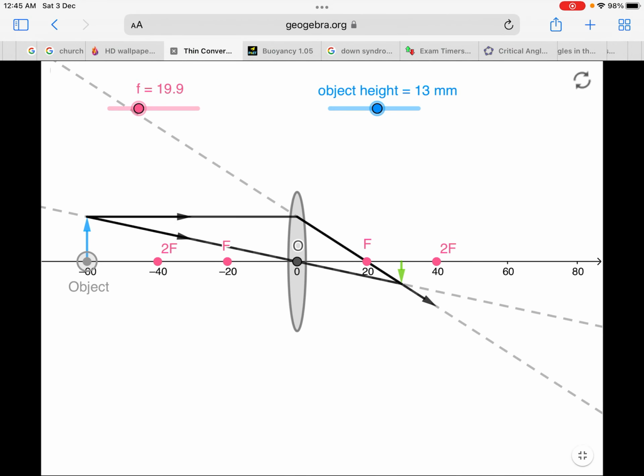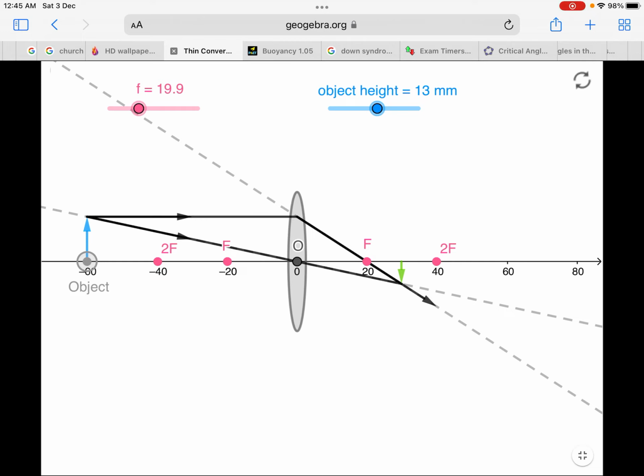Apparently, if I have an object beyond 2f, you can see that the image formed is on the other side of the lens, between 1f and 2f. And you can see that the characteristic of the image is smaller, or what we call diminished. It's a fanciful word called diminished. Then inverted means upside down. Then last but not least is real.